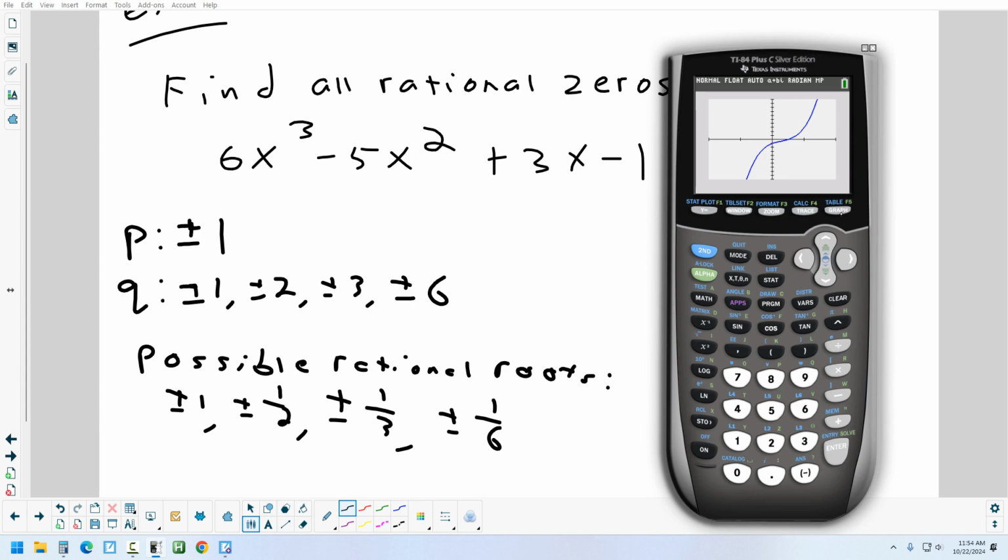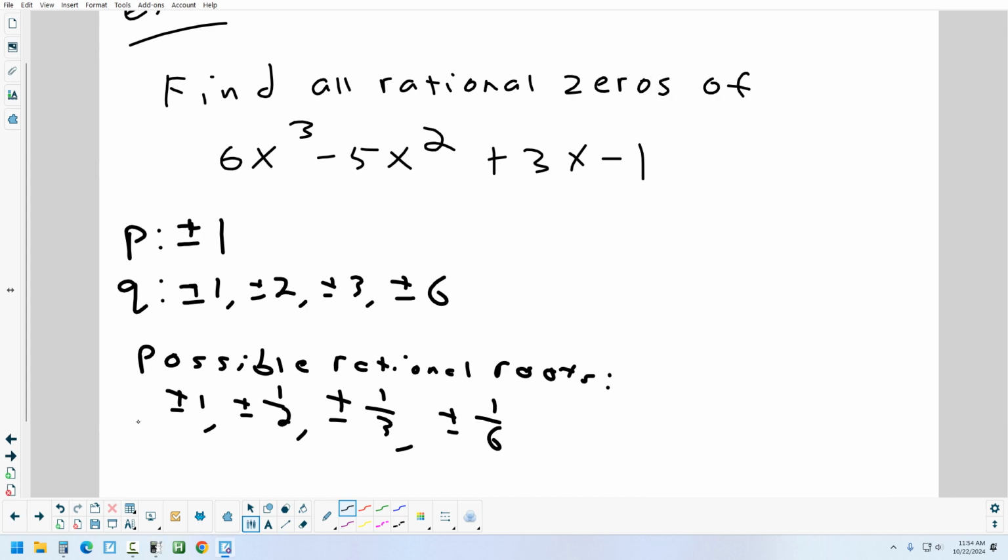I would say it's probably the positive 1/2. So I can check it by pressing trace and see what the y value is. If it's 0, then that's the answer. So we know that 1/2 is a root. If that wasn't a root and none of these worked, then we'd be stuck, because we'd have a cubic with no way to turn it into a quadratic. Okay? But we got a root. You always will, at least with the problems I give you.